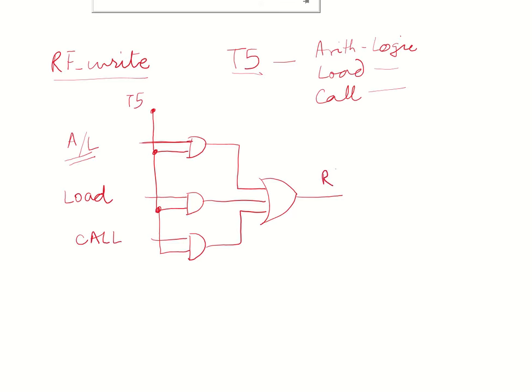So this RF write signal will be generated when it is either an arithmetic logical instruction or a load instruction or a call instruction, and the step counter state is 5. Let us take another example.